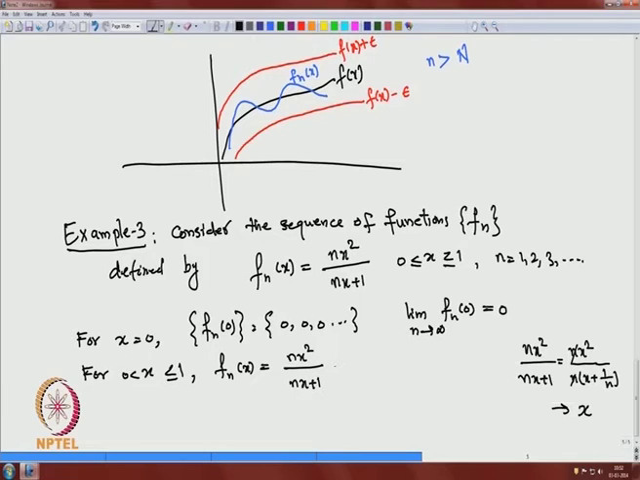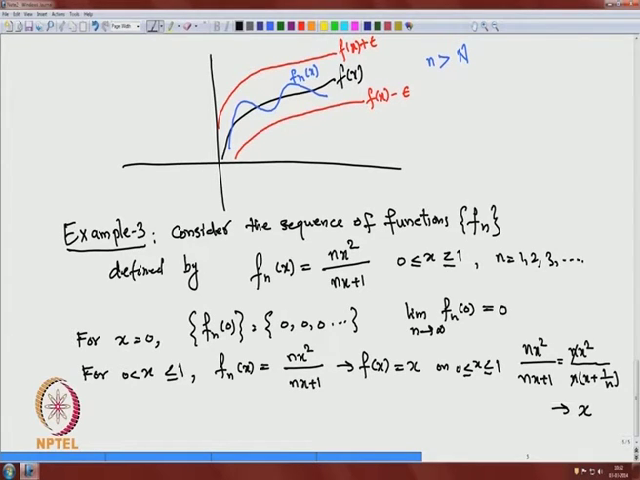So, this sequence converges to a function f x, which is equal to x, if this is true including 0. So, therefore, it converges pointwise to the function f x is equal to x.